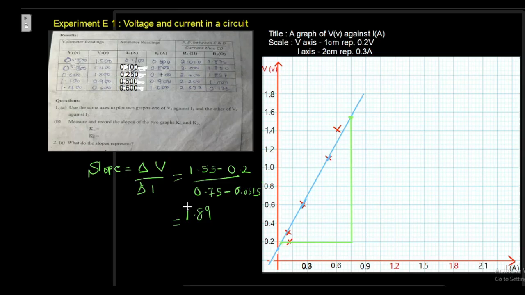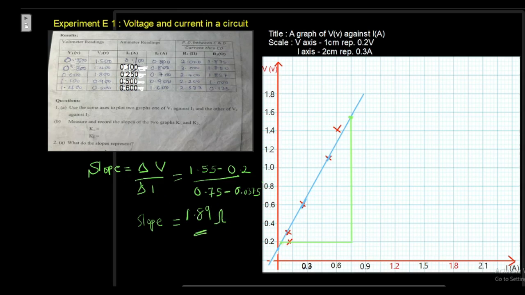In this case we have potential difference in volts and we have current in amperes, so the units are not the same, so the slope in this case has a unit. So what's the unit of the slope? If you observe, this is potential difference divided by current. Potential difference divided by current is resistance, and the unit for resistance is ohms. So our slope will bear the unit ohms, 1.89 ohms.